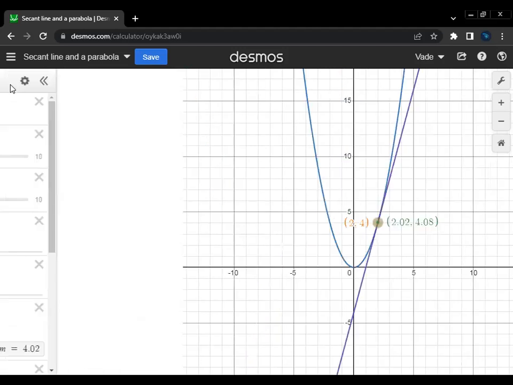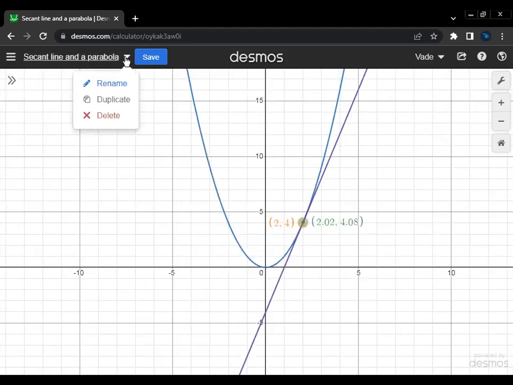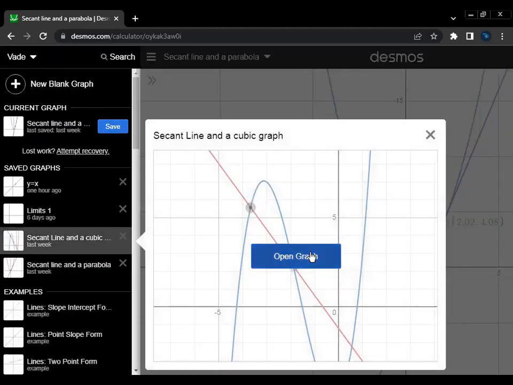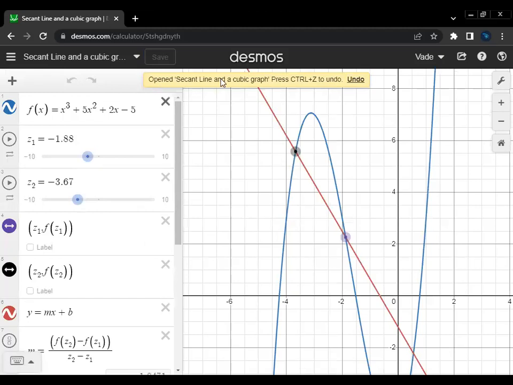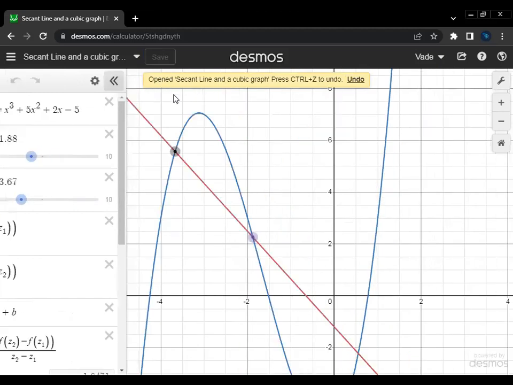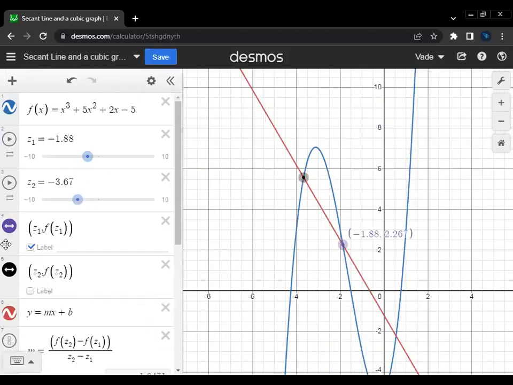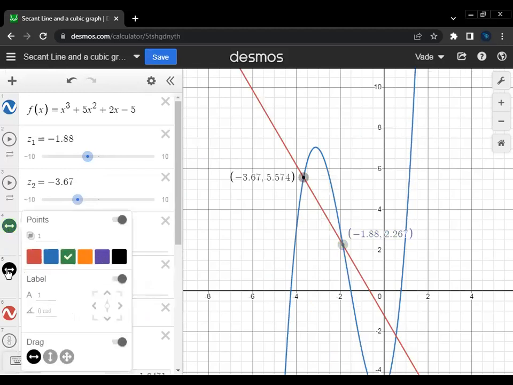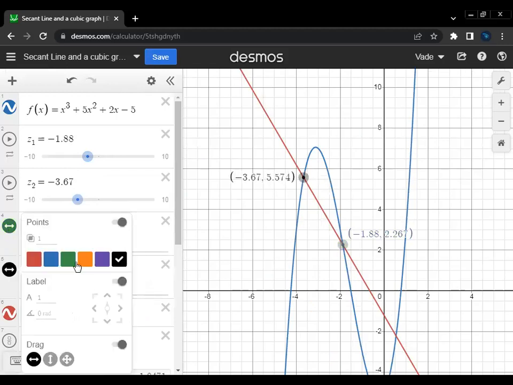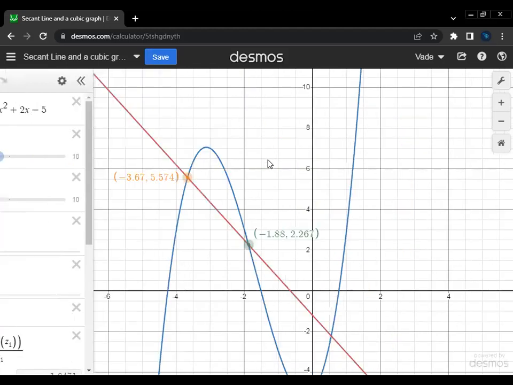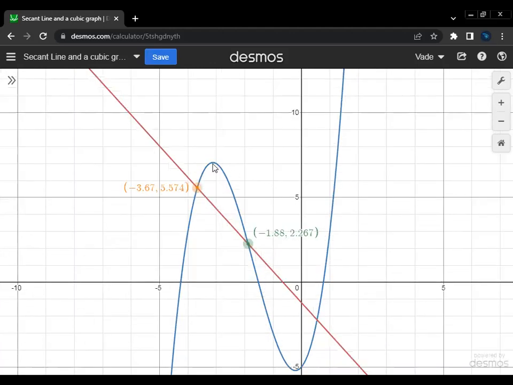Another example is like this. Another graph. Let me just change the color of my points. This shall be green and this shall be yellow. So how about this one? Let's say at this peak of this curve, let's find the slope.